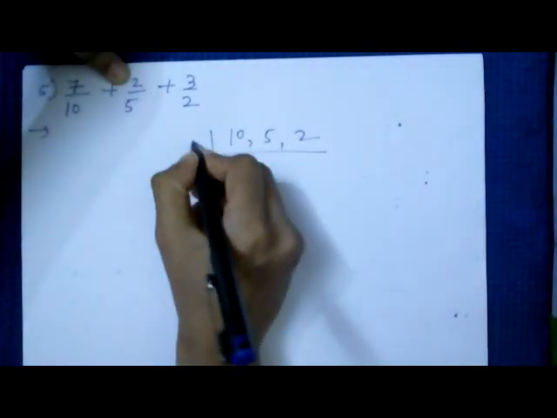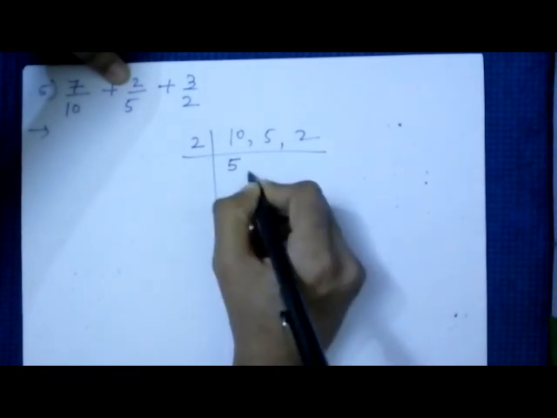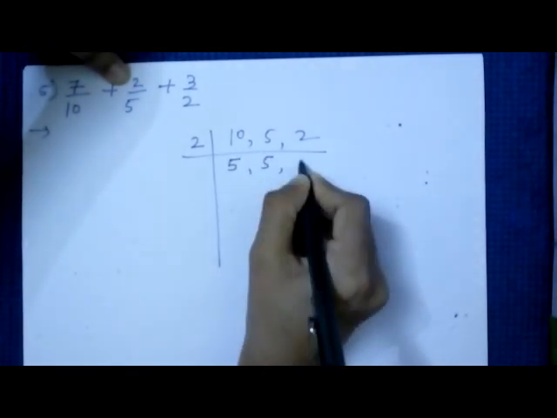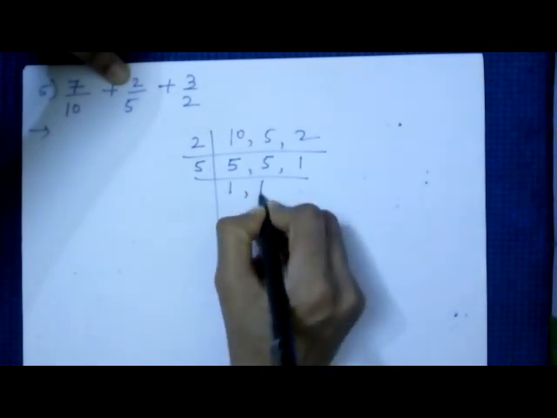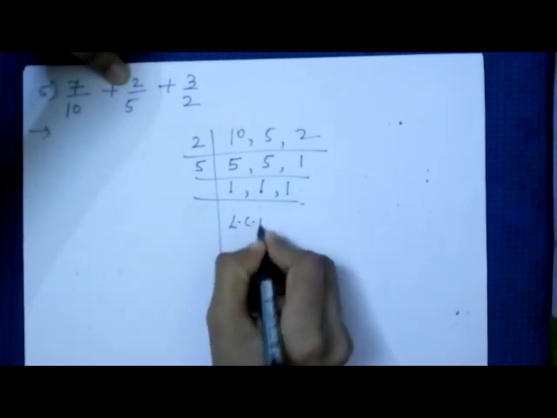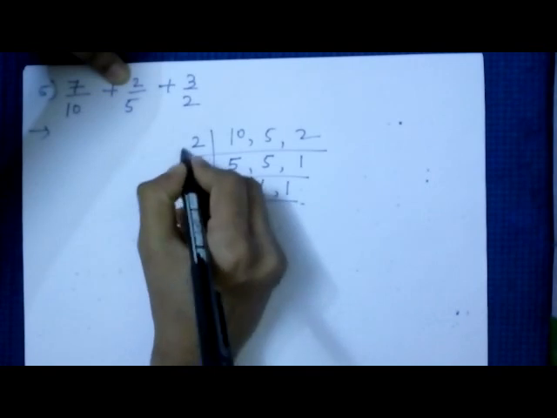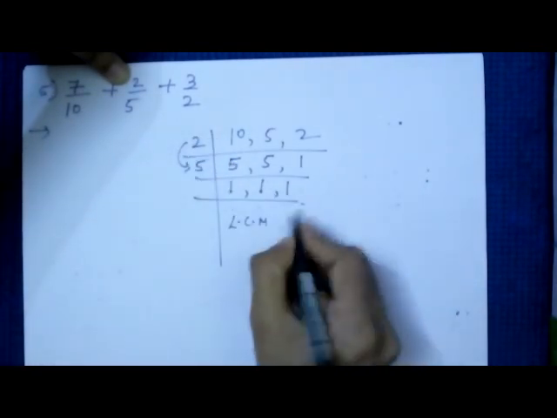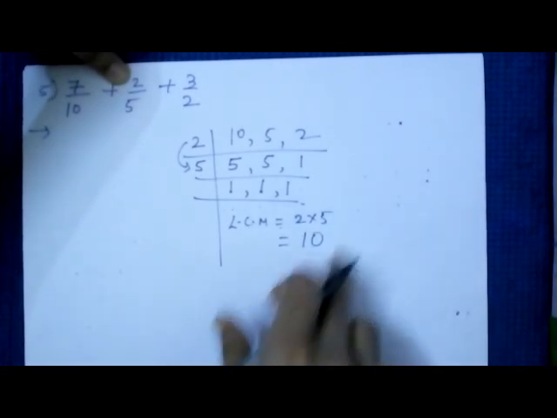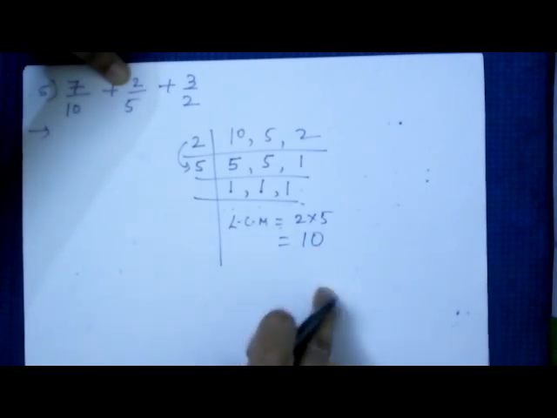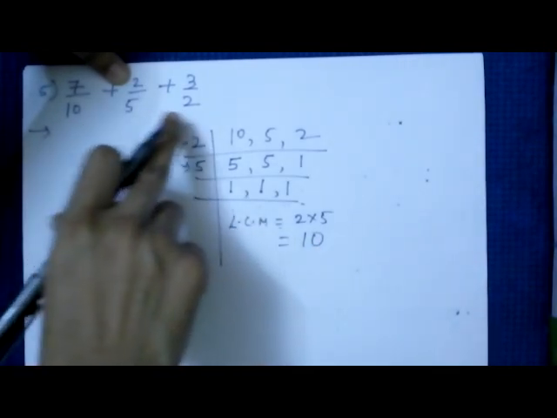10 and 2 come in the table of 2. So we will start with 2. 2 5s are 10. This 5 will be as it is and 2 1s are 2. So this is done. Next step, 5 is there, so we will take the table of 5. 5 1s are 5, here also 5 1s are 5, and this one will be the same. Now the LCM, 1 1 1 came, so no need to do more. 2 5s are 10. So what is our LCM? Our LCM is 10. So 10 should be the denominator of all these three fractions.